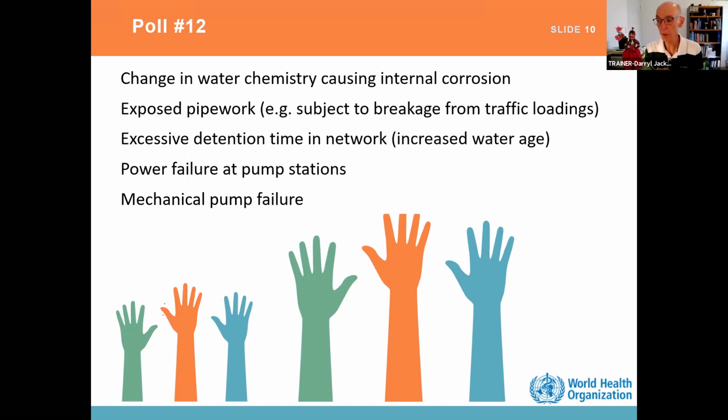Change in water chemistry. So if the source water changes and you get more internal corrosion. If the pipework is exposed or has very little cover, you can be subject to breakage from traffic loads. Excessive detention times in the network. So if you've got a network that goes out a long distance and it's a dead end, you can have increased water age and therefore less chlorination residual.